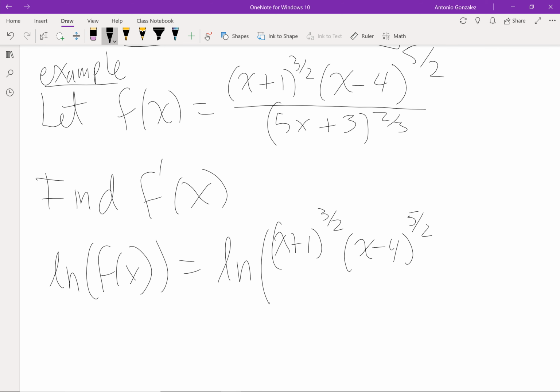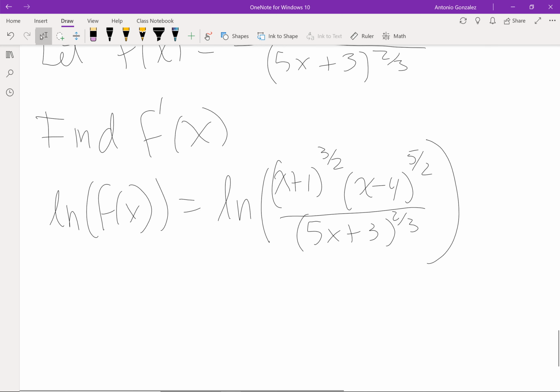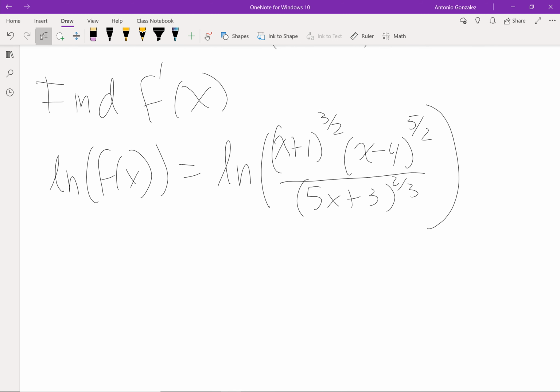The 5/2, to the 2/3. Okay, and I'm going to work with this function to find f prime. Remember, the goal is still finding f prime of x. Okay, so before I start taking derivatives, let's actually apply all of the properties of a logarithm.